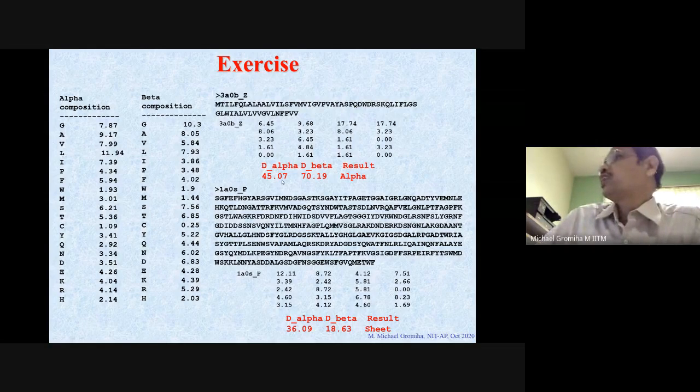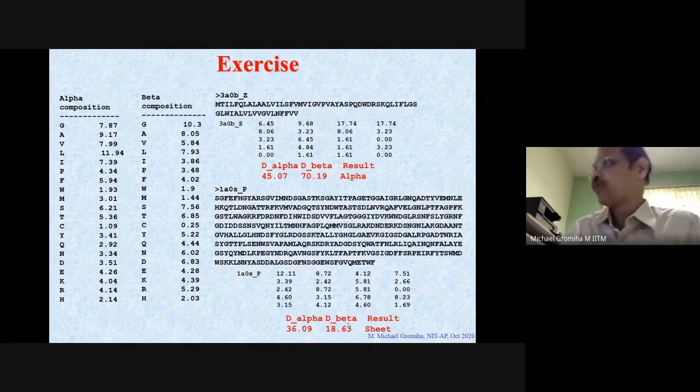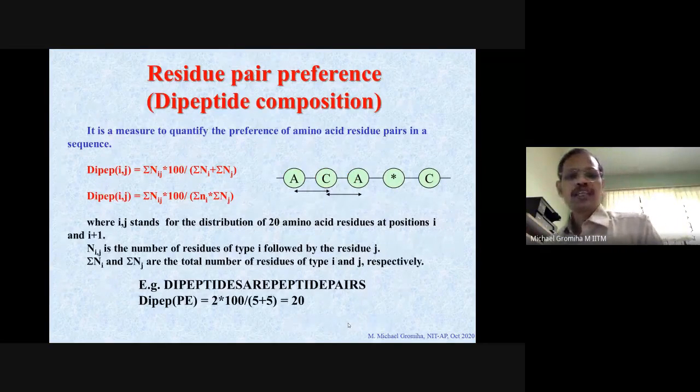So here this is 45 for alpha, 70 for beta, so the result is alpha. And the second case, 36 for alpha, 18 for beta, so it is a beta, right? This is what we got. Right? This is another concept.